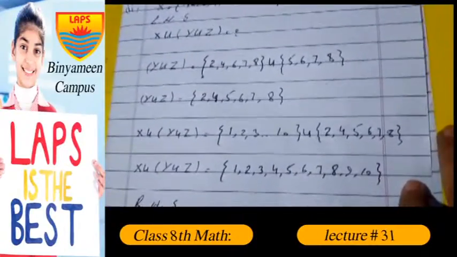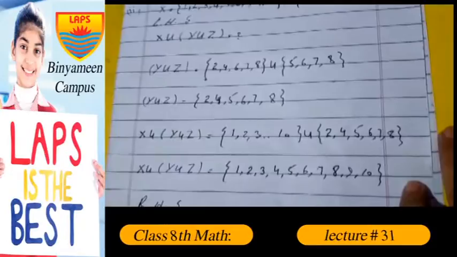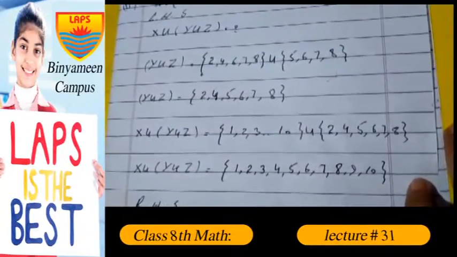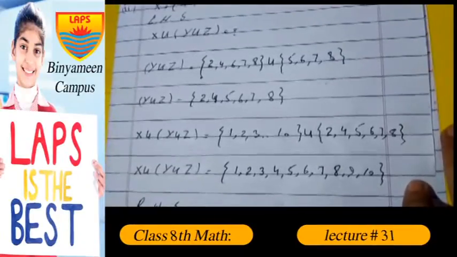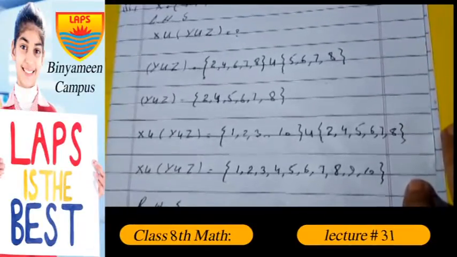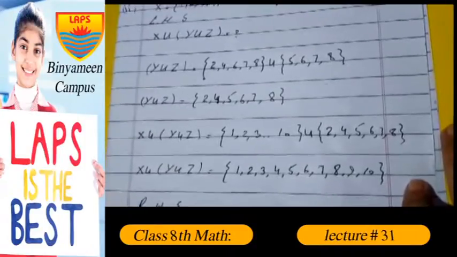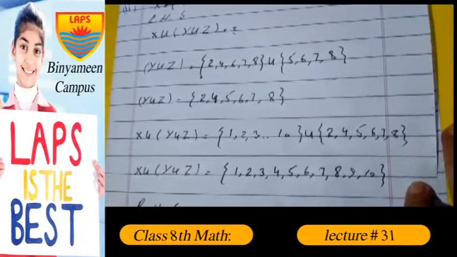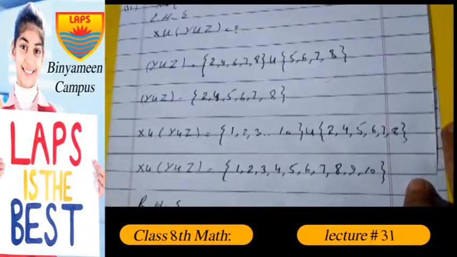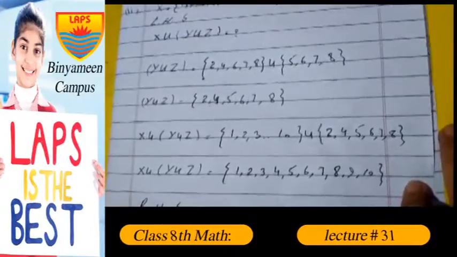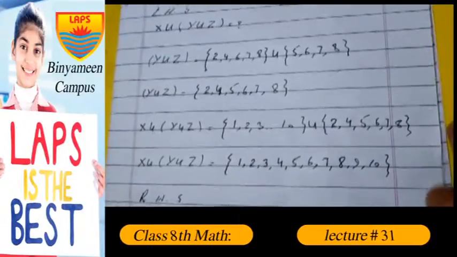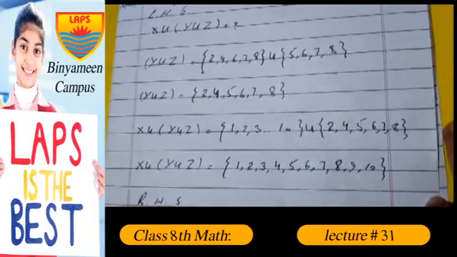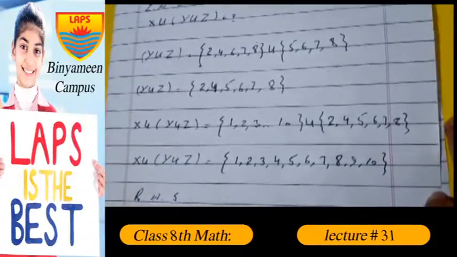Then we find X union (Y union Z). First write the elements of set X: 1, 2, 3, 4, 5, 6, 7, 8, 10. Then write the symbol of union. Then write the set Y union Z. The elements of set Y union Z are 2, 4, 5, 6, 7, 8. X union (Y union Z) is equal to {1, 2, 3, 4, 5, 6, 7, 8, 9, 10}.